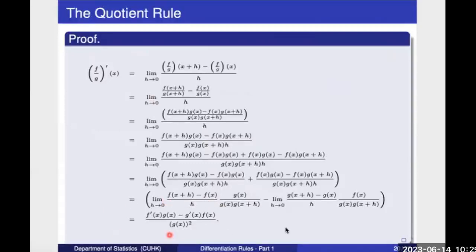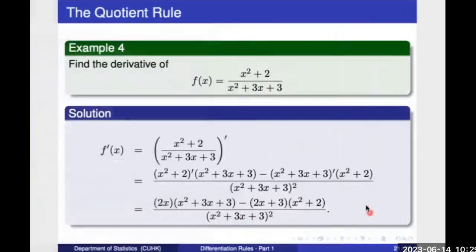As an example, let's find the derivative of f of x equals the quantity x squared plus 2 divided by the quantity x squared plus 3x plus 3. By applying the quotient rule and simplifying, we can see that f prime of x equals the quantity 2x times the quantity x squared plus 3x plus 3 minus the quantity 2x plus 3 multiplied by the quantity x squared plus 2, divided by the quantity x squared plus 3x plus 3 squared.